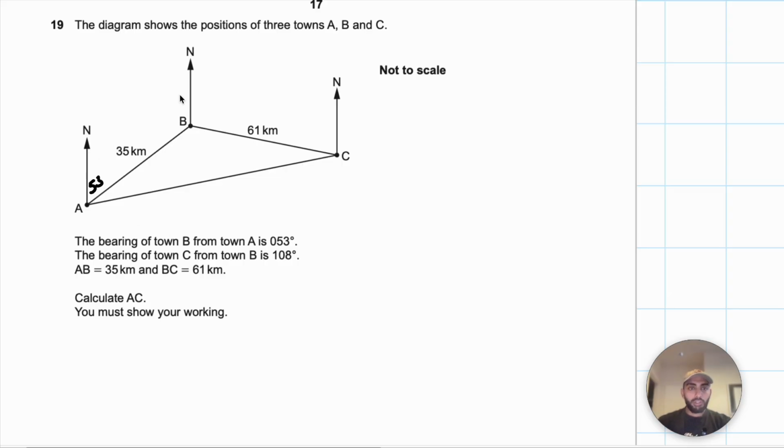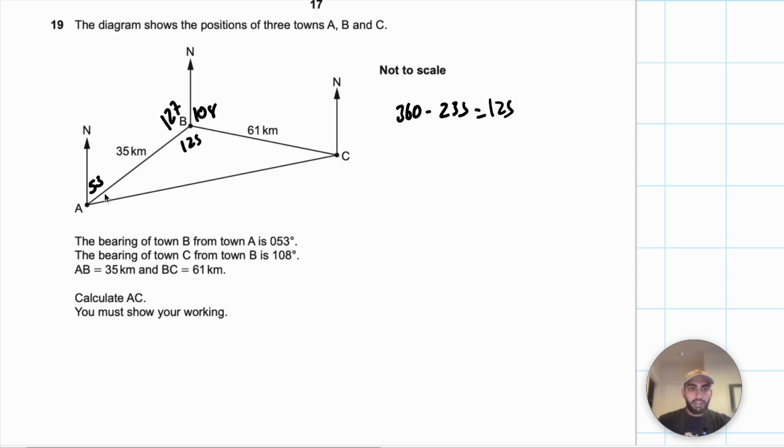And I can see I've got two parallel lines, so these angles would be co-interior to each other. So this angle would be 180 take away 53, so that's 127. The bearing of town C from town B is 108, so this angle is 108. So these two angles add up to make 235, and I've got angles around a point, so I can take it away from 360, which leaves me with 125. This missing angle is 125.